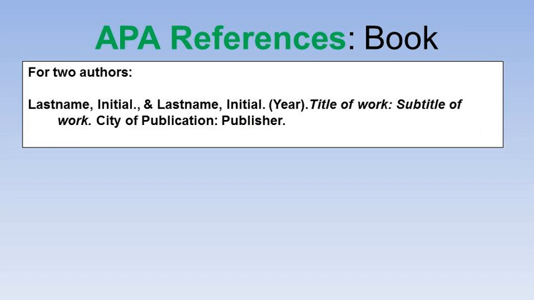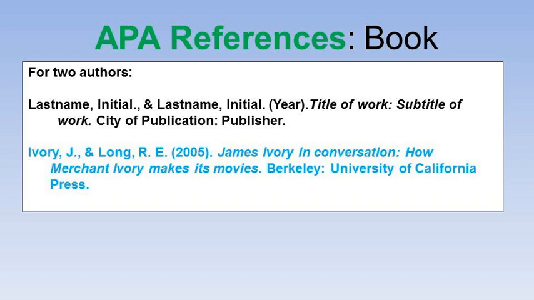Here are some other variations you may encounter with book references. If you have two authors, you list them like this, with an ampersand between the names. The second author's name is given in our resource here as Robert E. Long, so we can list both his initials with a space between them. Also note the sentence capitalization of the title, James Ivory in Conversation: How Merchant Ivory Makes Its Movies. The name James Ivory is a proper noun and is capitalized, but so is Merchant Ivory, which is the name of their film company, so it is also capitalized.